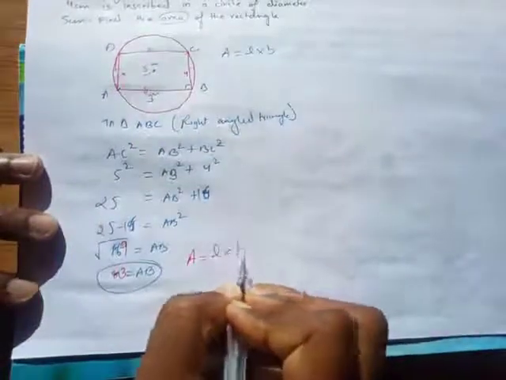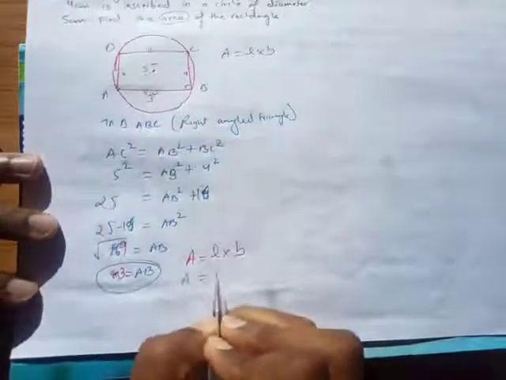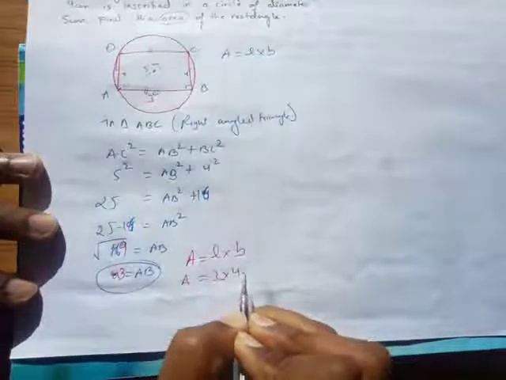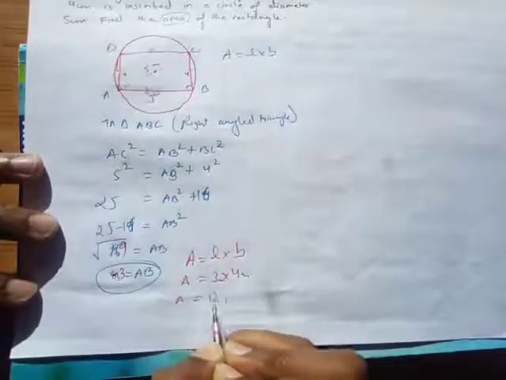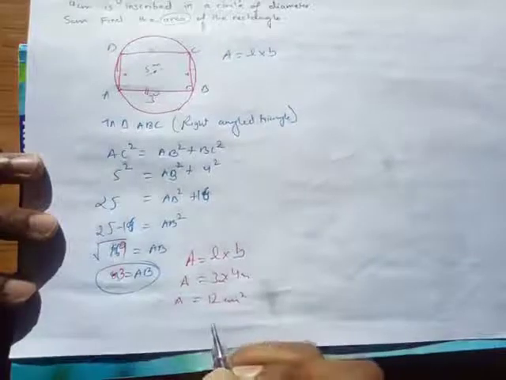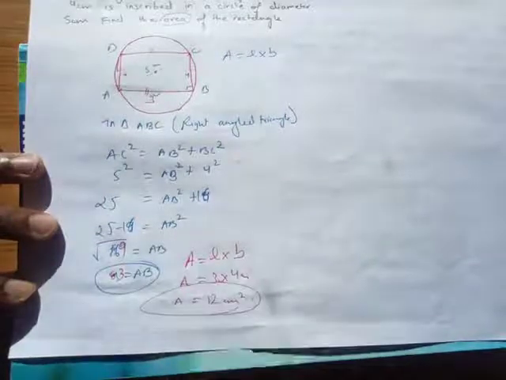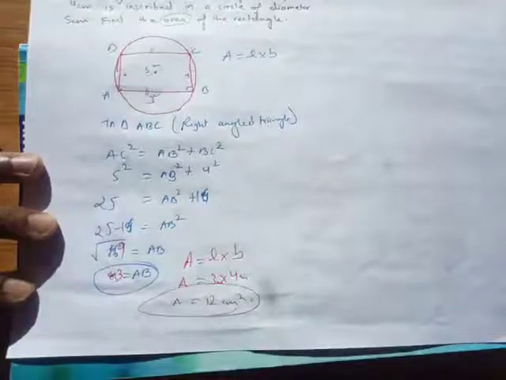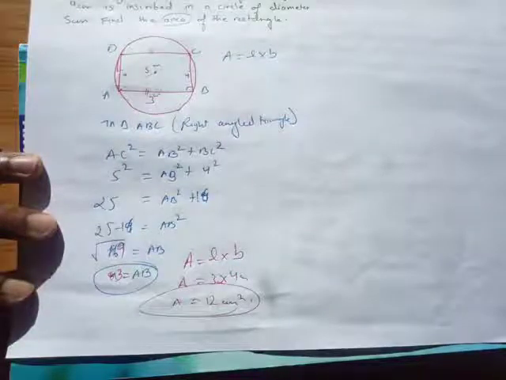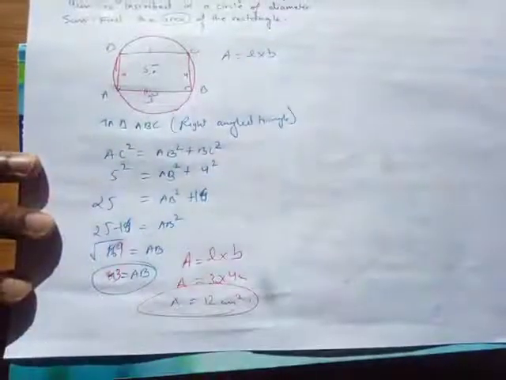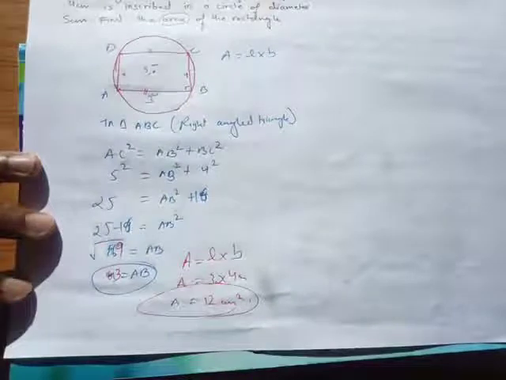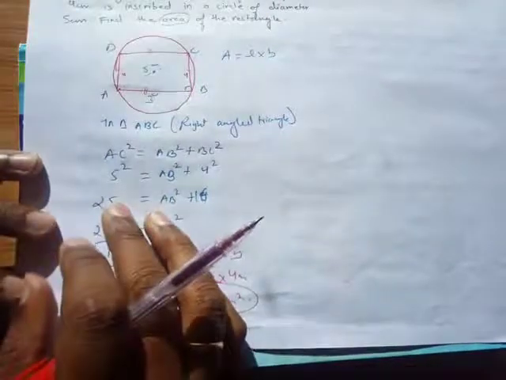Area is equal to length into breadth. And what is the length? 3 into 4 centimeter. So it's going to be area equals 12 centimeter square. Okay, and that's how you do it. That's how you really do this type of questions. You need to make sure that you're drawing the right diagram. If you are able to draw the right diagram, everything is going to be possible for you guys.